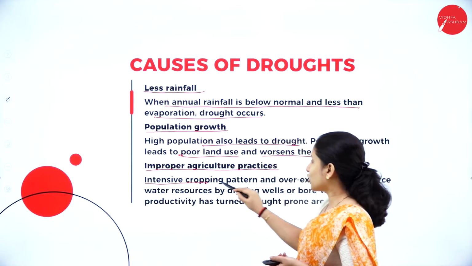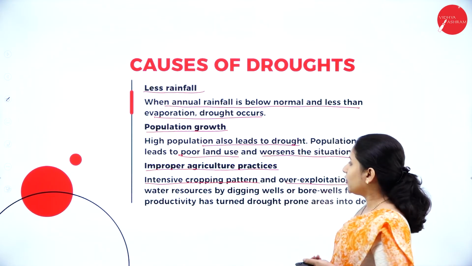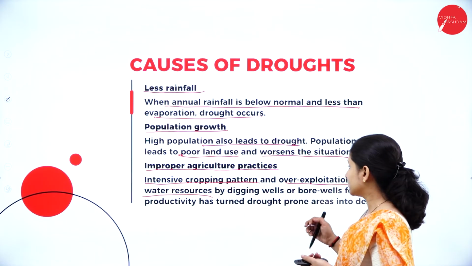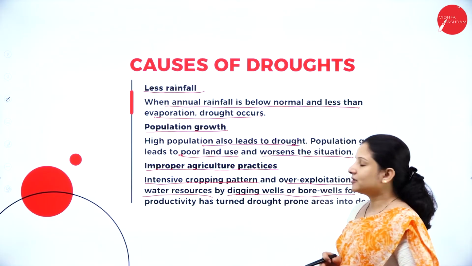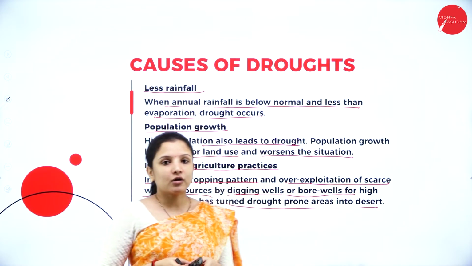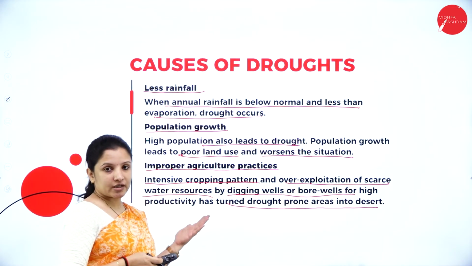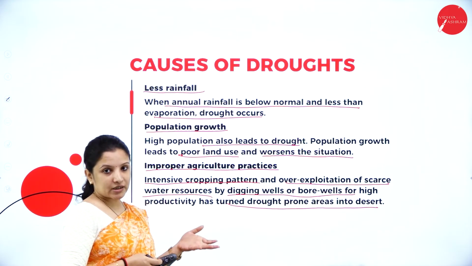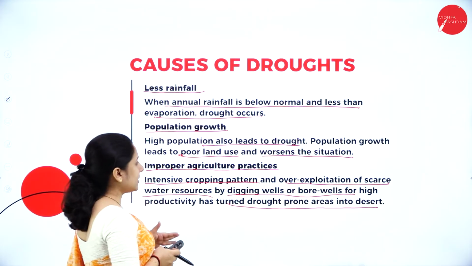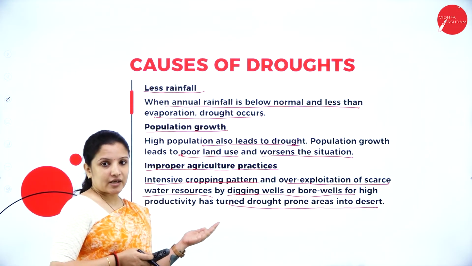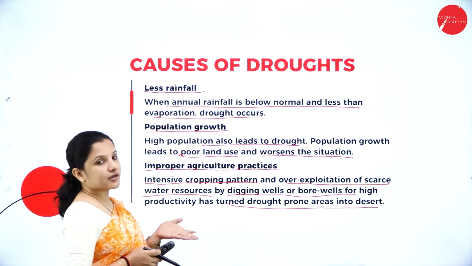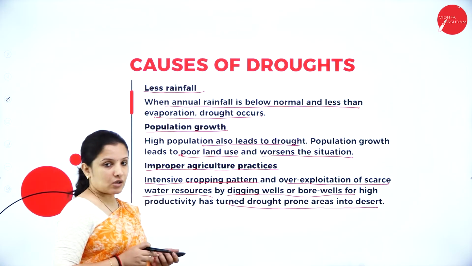Therefore, intensive cropping patterns and over-exploitation of the already very scarce water resources by digging wells or bore wells for high productivity has turned drought-prone areas into deserts. Here, as and when agriculture increases, the use of groundwater increases. As groundwater usage increases, the depletion of the groundwater table increases, and therefore that particular area, which was once a drought or dry area, will get converted into a desert area. So improper agricultural practices can also lead to drought conditions.